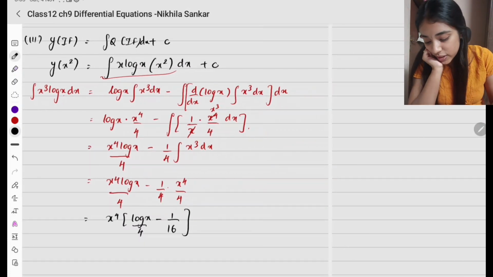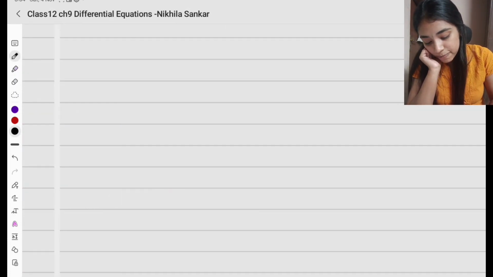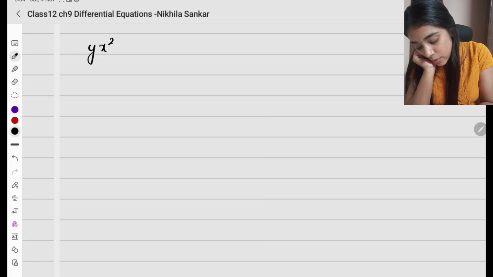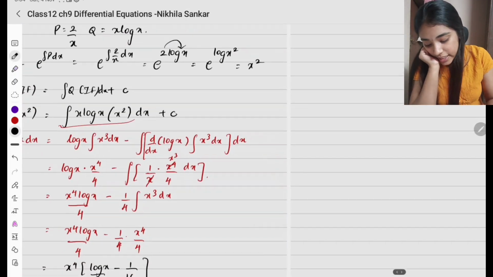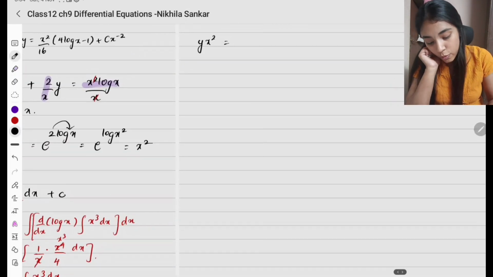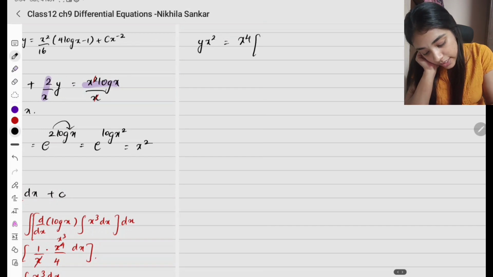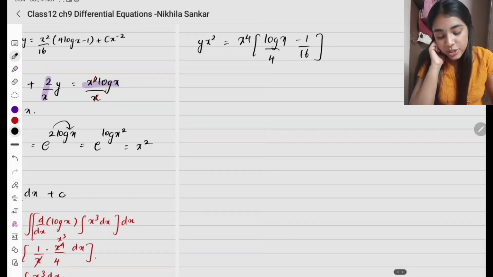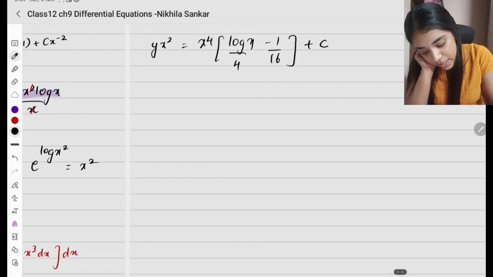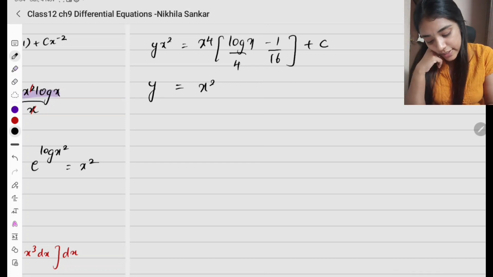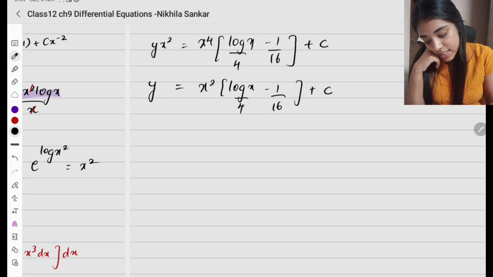இப்போ final எப்படி இருக்க போகுது? I'm going to have yx square on the left hand side. yx square equals integration ஓட answer என்ன வந்தது? x power 4 times log x divided by 4 minus 1 divided by 16, இதான வந்தது, integration plus c. So y equals, dividing the whole equation by x square, I'll have x square times log x by 4 minus 1 by 16 plus c.